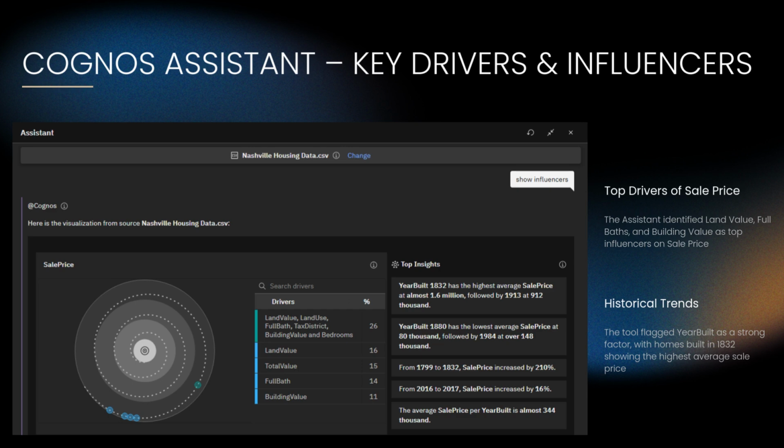The assistant identified several major drivers of price: land value, full bath count, building value, and tax districts. These lined up with what I'd already been finding in my other charts. It also showed me some interesting historical patterns. For example, homes built in 1832 had the highest average price at nearly $1.6 million, which is likely a small group of preserved historic or luxury properties. I wouldn't have noticed that detail while scanning the raw data. So the assistant was really helpful in surfacing unique patterns that could be useful to investors or real estate researchers.